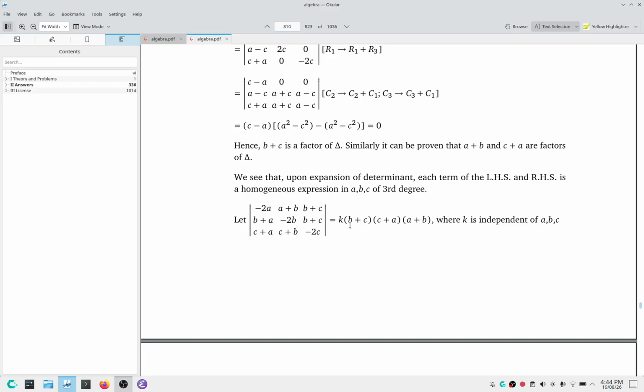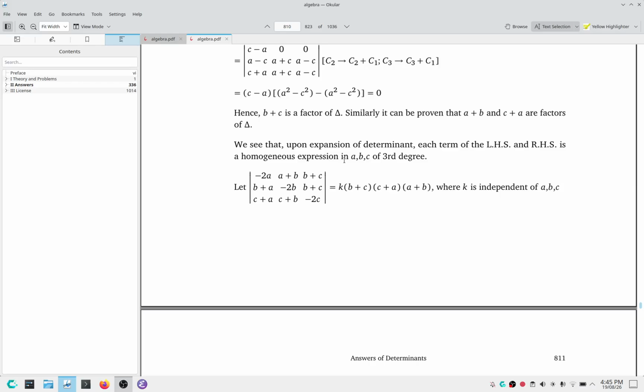So the determinant is equal to K times (B plus C)(C plus A)(A plus B), where K is independent of ABC. Now let's look at this statement, okay? That's how both the left-hand side and right-hand side are homogeneous expressions of ABC of third degree. So we have got these factors B plus C, A plus B, and C plus A, okay? So the multiplication of these three factors would be (B plus C) times (A plus B) times (C plus A), which will be of third degree, right?